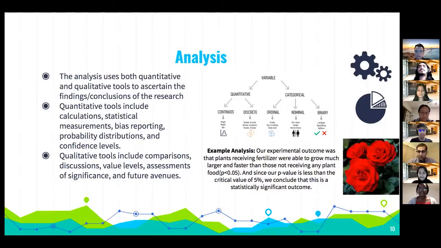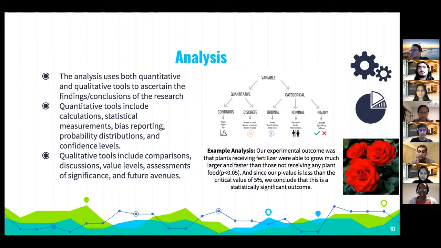Once we have collected our data, it is important to conduct precise and detailed analysis on it to understand the conclusions that we can make. The analysis in the experimental procedure can be quantitative and qualitative, and quantitative and qualitative tools can be used to ascertain such findings and conclusions. With regard to the quantitative tools, they can include calculations, statistical measurements, bias reporting, probability distributions, confidence levels, intervals, and the bounds with which we can numerically ascertain our findings. Any form of numerical comparison could also be characterized as a quantitative tool.